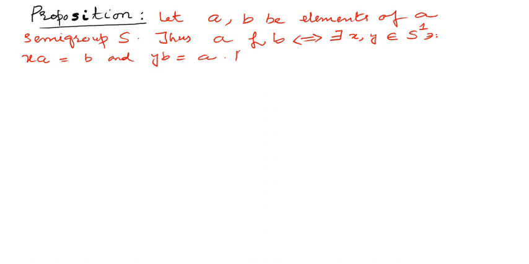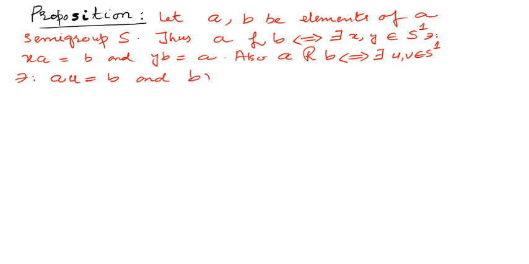Also, A is R related to B if and only if there are two elements, say U and V, in S1 such that AU is equal to B and BV is equal to A.